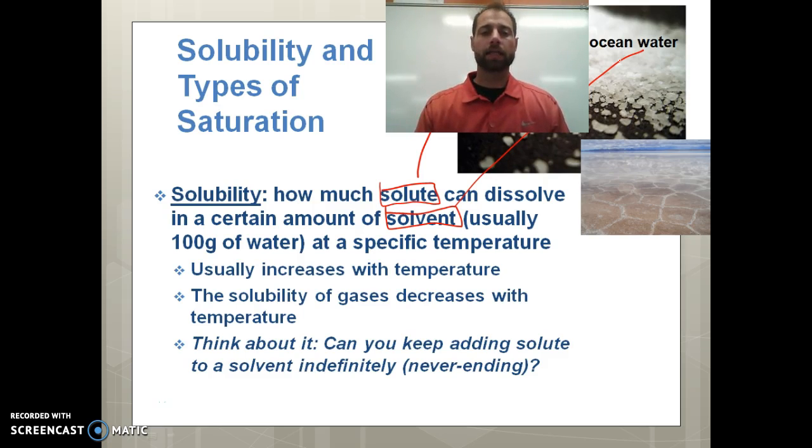Usually temperature is going to affect this, so with liquids especially, it increases with temperature, but if we're looking at the solubility of gases, a lot of times that decreases with temperature. So when we're talking about adding more solute to a solvent, how can we continue to do that? Usually what we're thinking about doing is increasing temperature so that we can continue to add more and more solute.